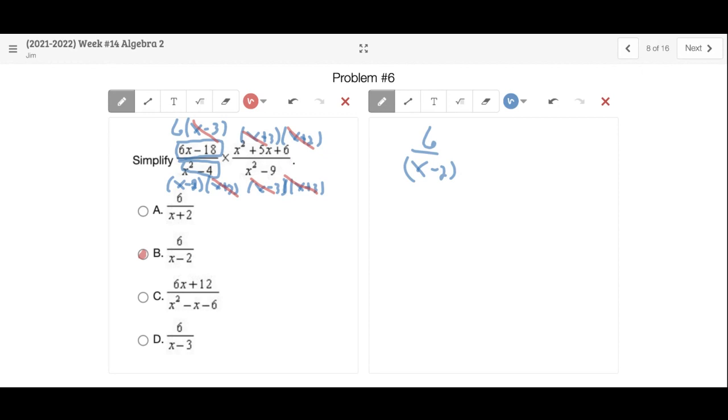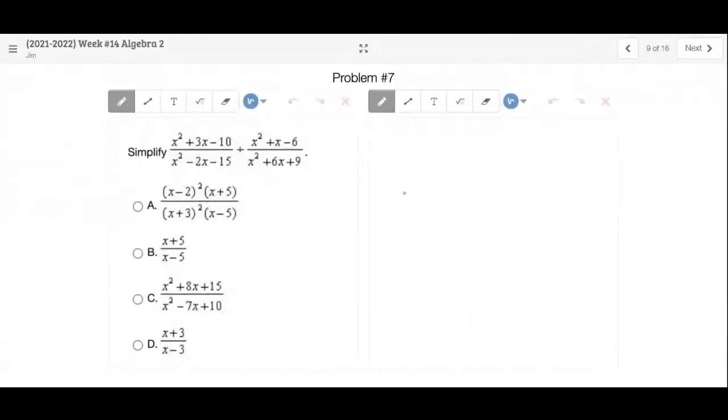All right, number 7. This is a division sign here, guys. It's not a plus sign, it's a division sign. So the first thing I'm going to do, since it's division, is rewrite it as a multiplication problem. So I've got x squared plus 3x minus 10 over x squared minus 2x minus 15 times, and I'm going to flip this. So this goes on top, x squared plus 6x plus 9, and on the bottom, x squared plus x minus 6.